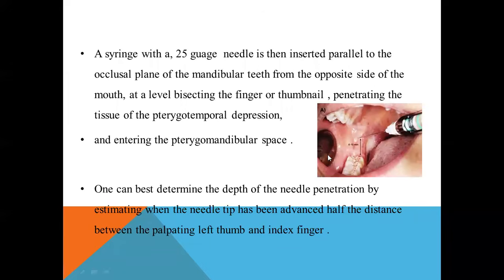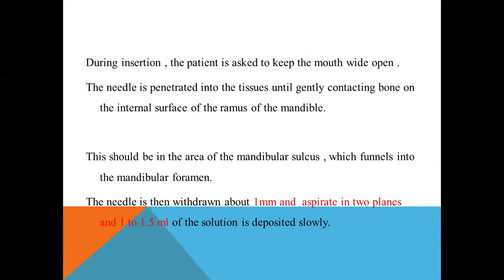A syringe with a 25 gauge needle is then inserted parallel to the occlusal plane, as I told in the previous slide, from the opposite side, and it should be bisecting the finger or thumbnail, penetrating into the tissue of the pterygotemporal depression and entering the pterygomandibular space. This picture shows how to orient the needle towards the coronoid notch, placed 6 to 8 mm above the occlusal plane. One can best determine the depth of needle penetration by estimating when the tip has advanced half the distance between the palpating left thumb and index finger.